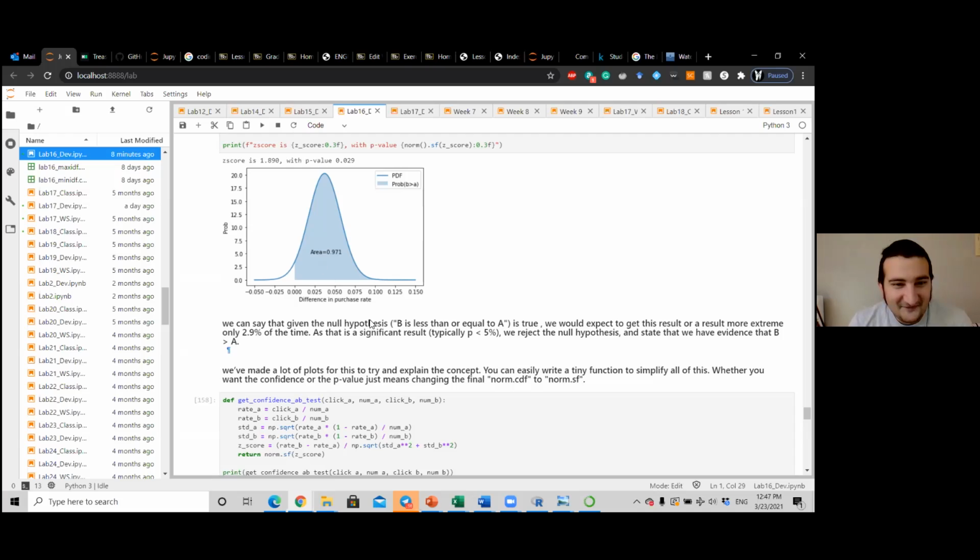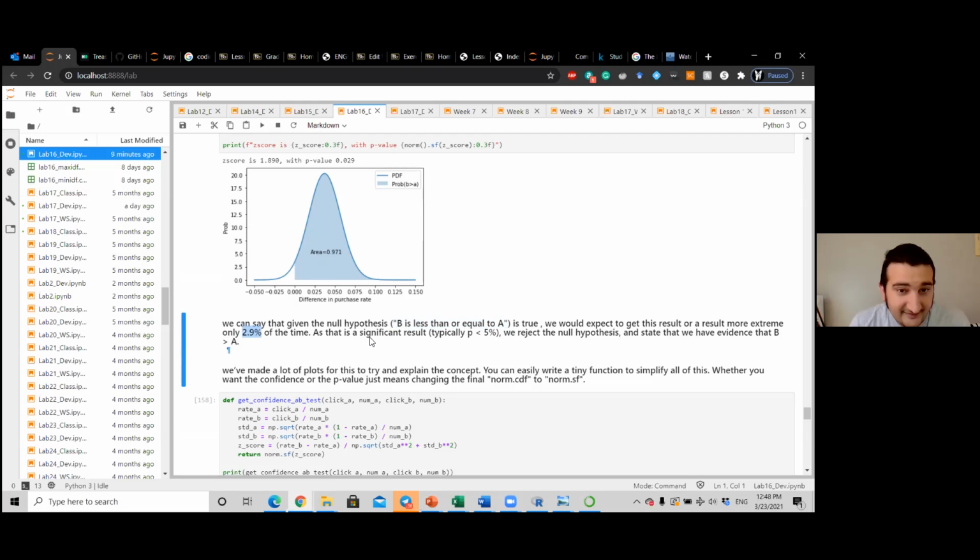That's good. So we can say that given the null hypothesis that B is less than or equal to A, we would expect to get this result or a result more extreme only 2.9% of the time. Where am I getting this 2.9? This is the area of this white left region. Yes, white region, exactly.